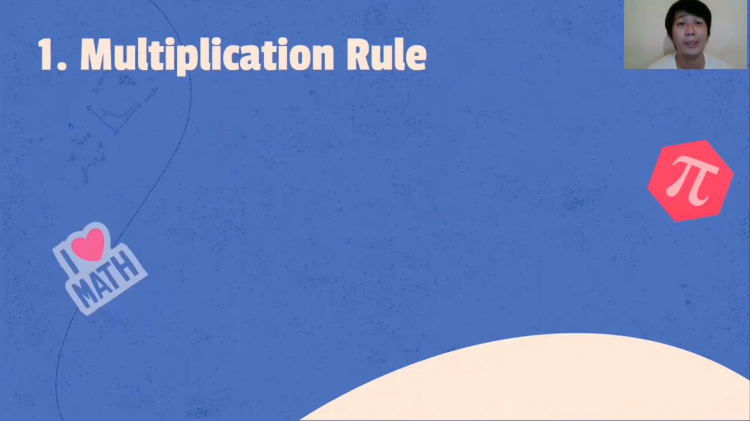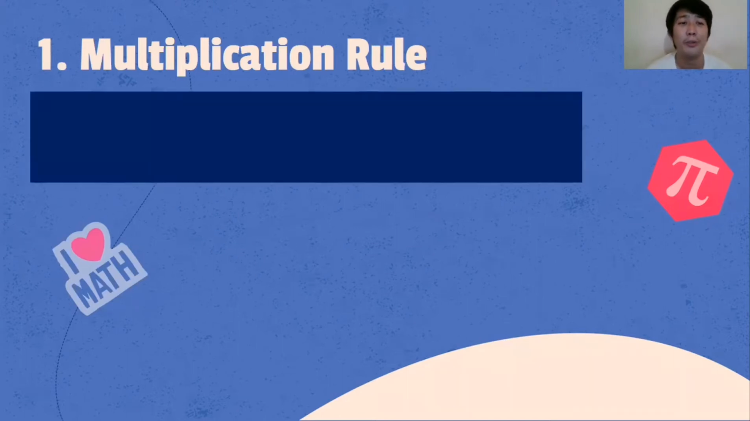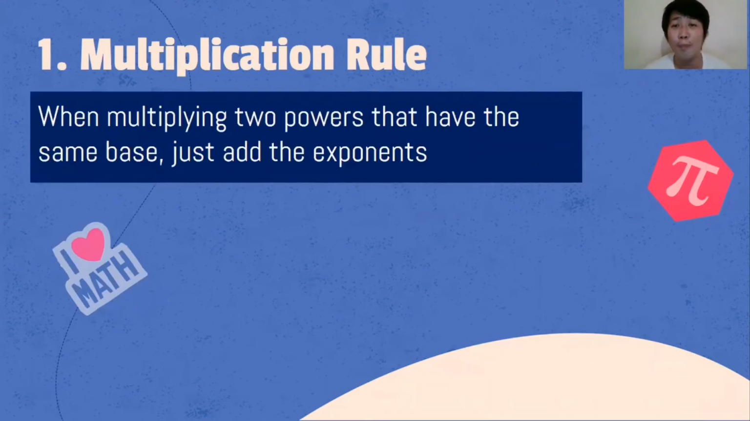Let's try to discuss the first law of exponent. Number 1, the multiplication rule. What is the multiplication rule? When multiplying two powers that have the same base, just add the exponents. Again, when multiplying two powers that have the same base, we just simply add the exponents.